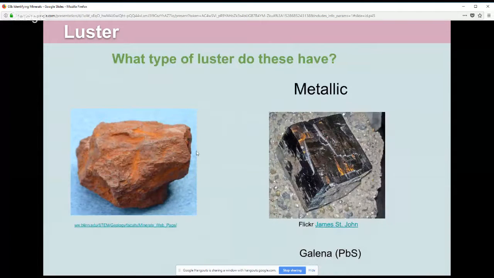Here are some examples. This galena cube here looks like a piece of metal. I would call that a metallic luster. Here's where you get into a gray area, because this does look like rusty metal. We call this a submetallic or earthy luster, which falls into the non-metallic category in view of most geologists.